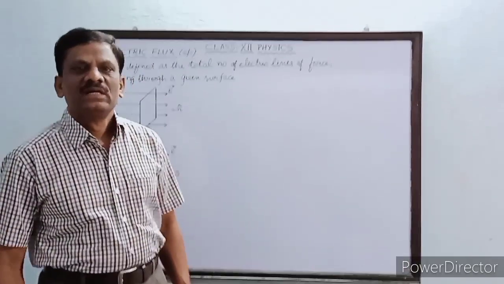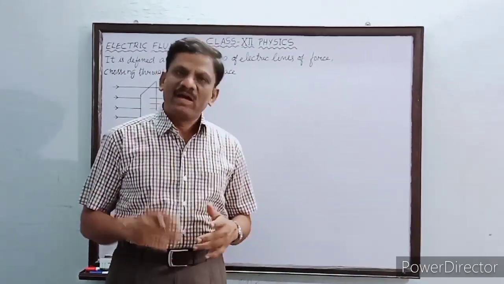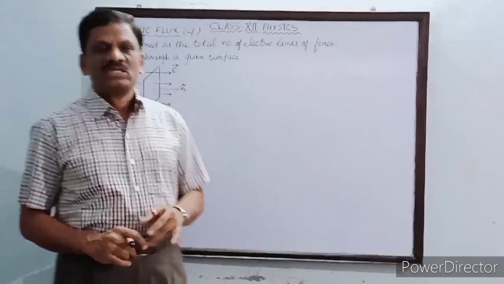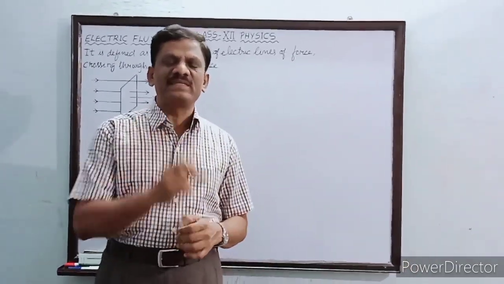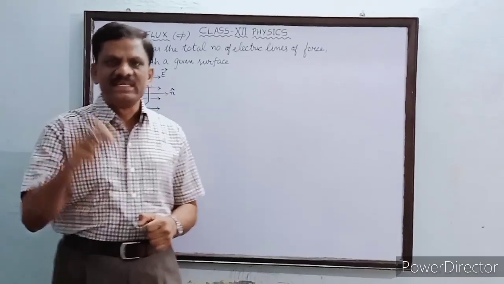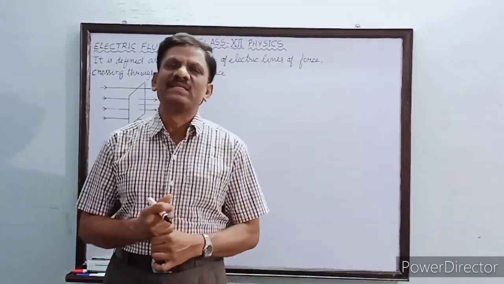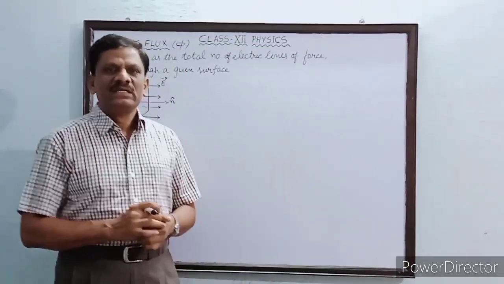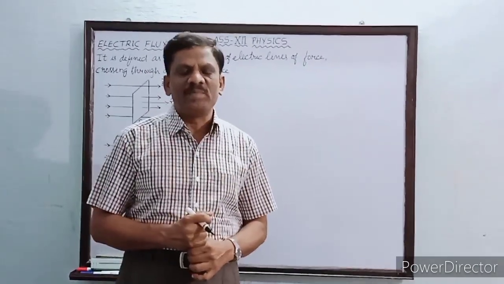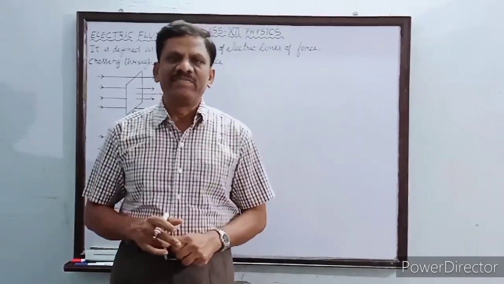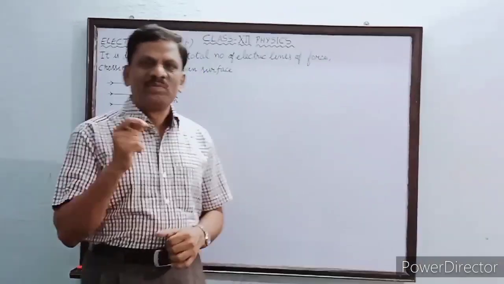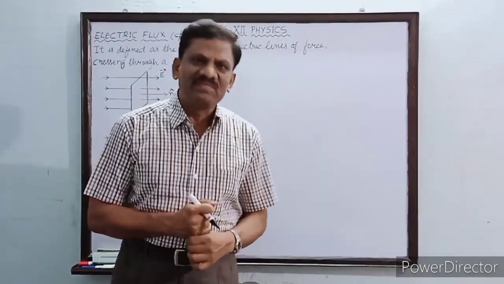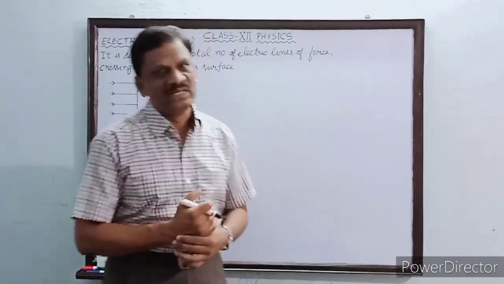Good evening, students. In the previous video, I explained what is meant by electric field and electric lines of force. Electric field is defined as the space or area surrounding a given charge, inside which any other test charge will experience an electric force of repulsion or attraction. If it is a point charge as well as a positive charge, the direction of the electric field will be radially outwards. If the given charge is a point charge and a negative charge, the direction of the electric field will be radially inwards.